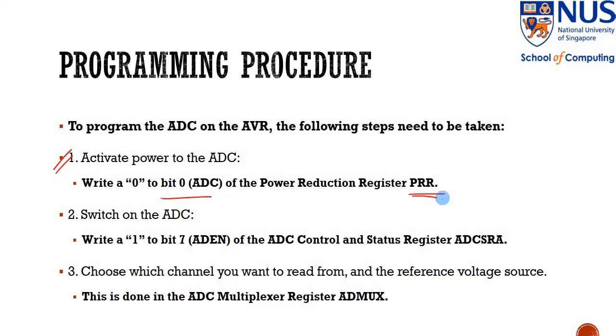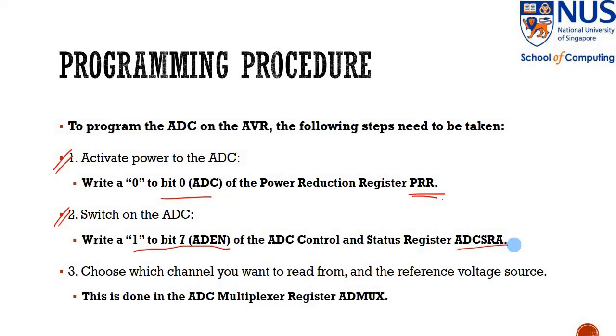Correct. So once you activate power to the ADC module, we want to switch on the ADC explicitly. To switch on the ADC, you need to write a 1 to bit 7 of the ADCSRA. This is the ADC control and status register, and bit 7 is basically to enable the ADC.